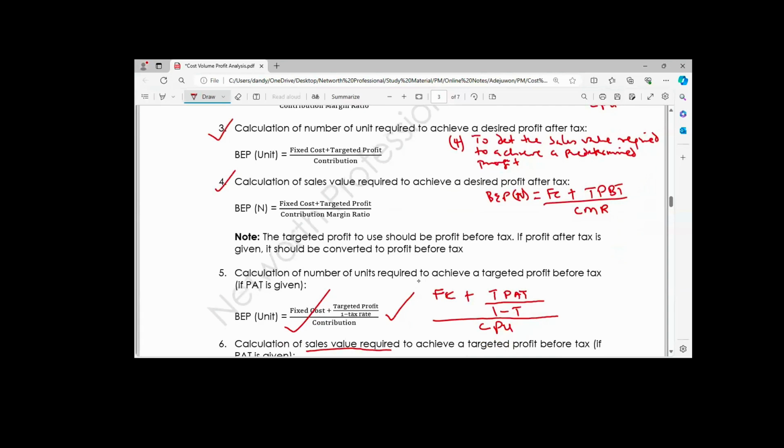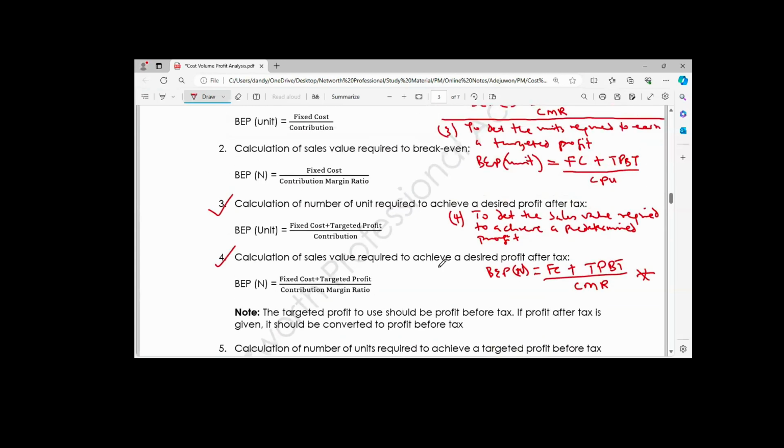Look at number 3, which is to calculate break-even points in units to achieve a targeted profit. In that case, like I said, the targeted profit must be profit before tax. So it's supposed to be fixed cost plus targeted profit before tax, divided by contribution margin. That's why I rewrote this formula here.